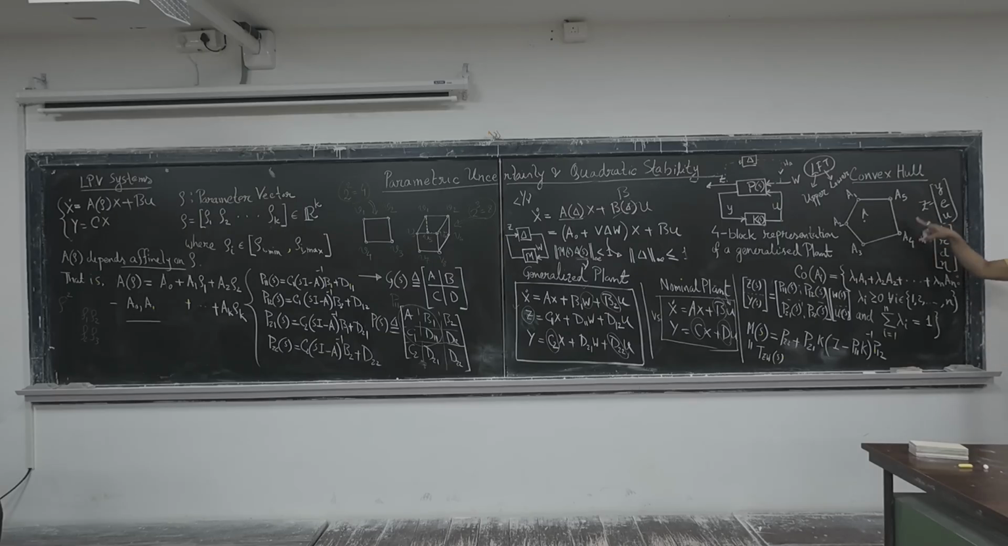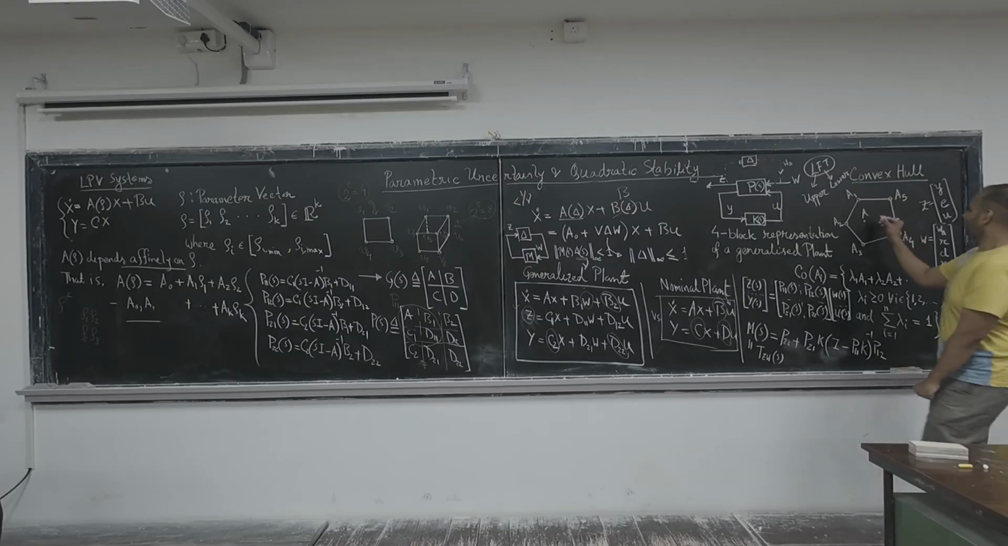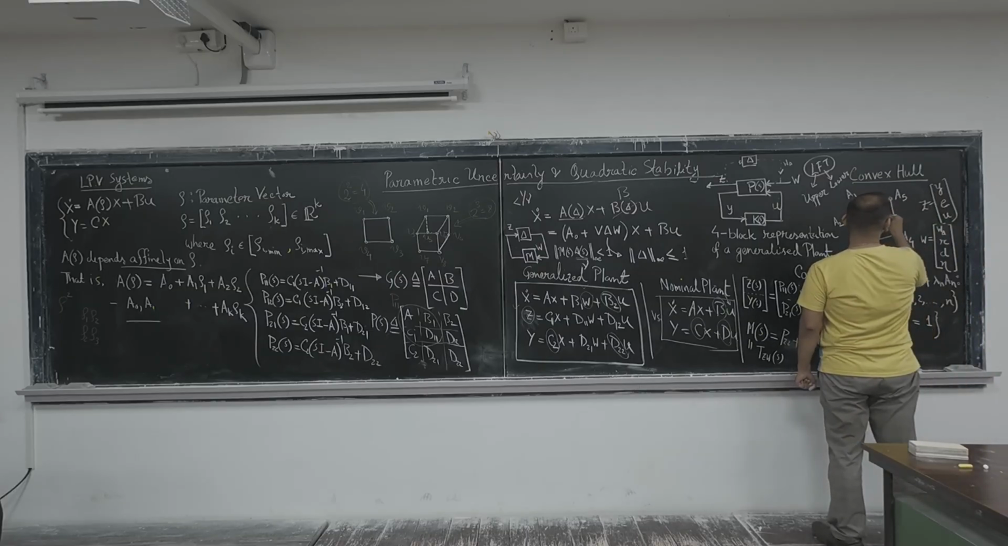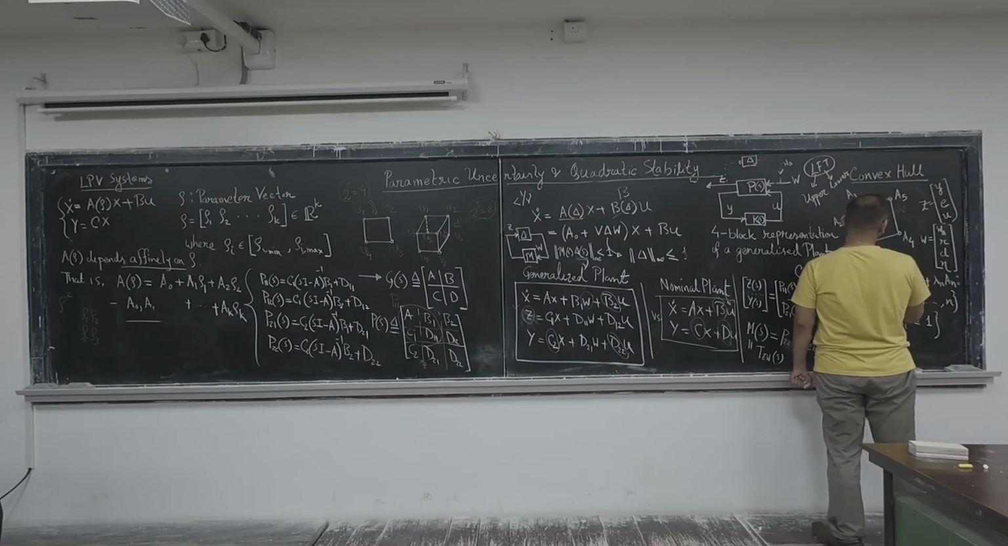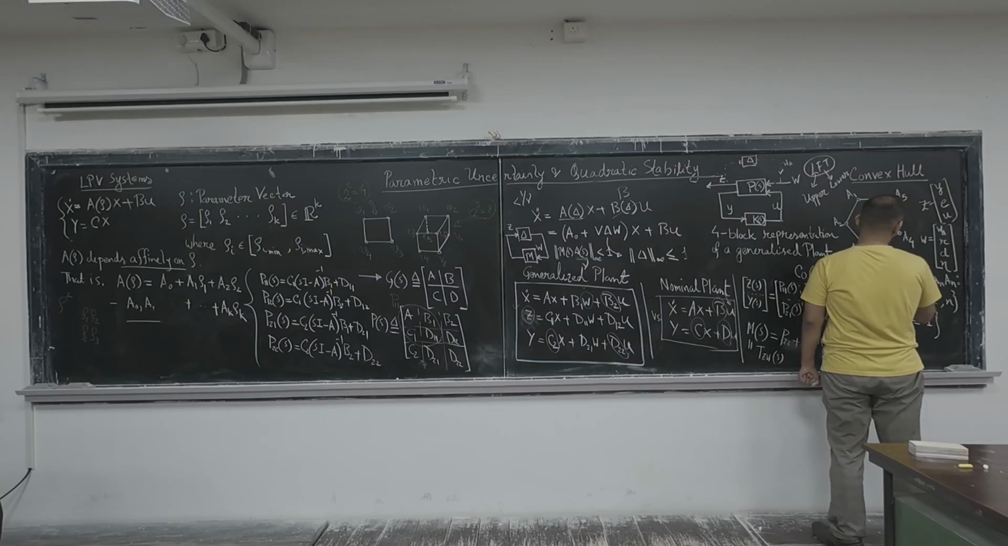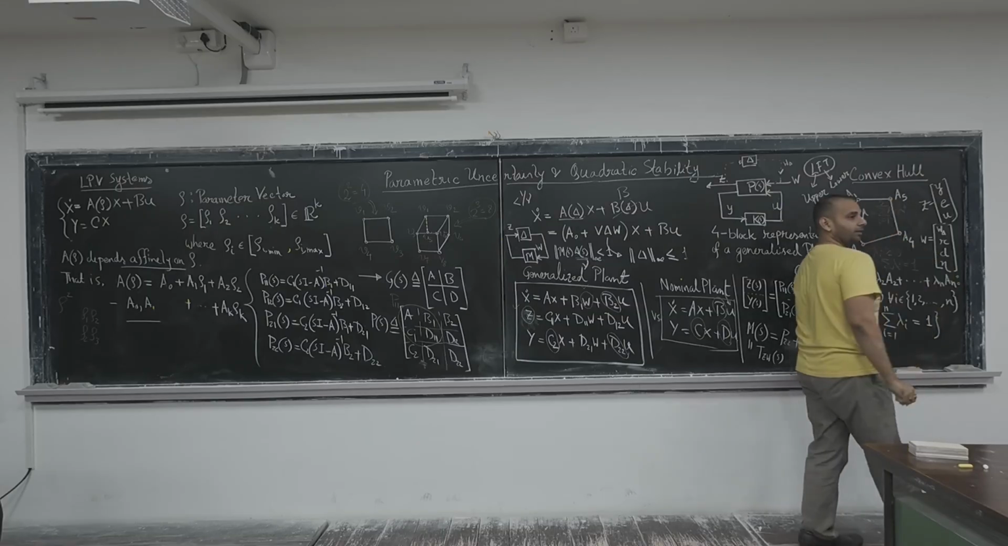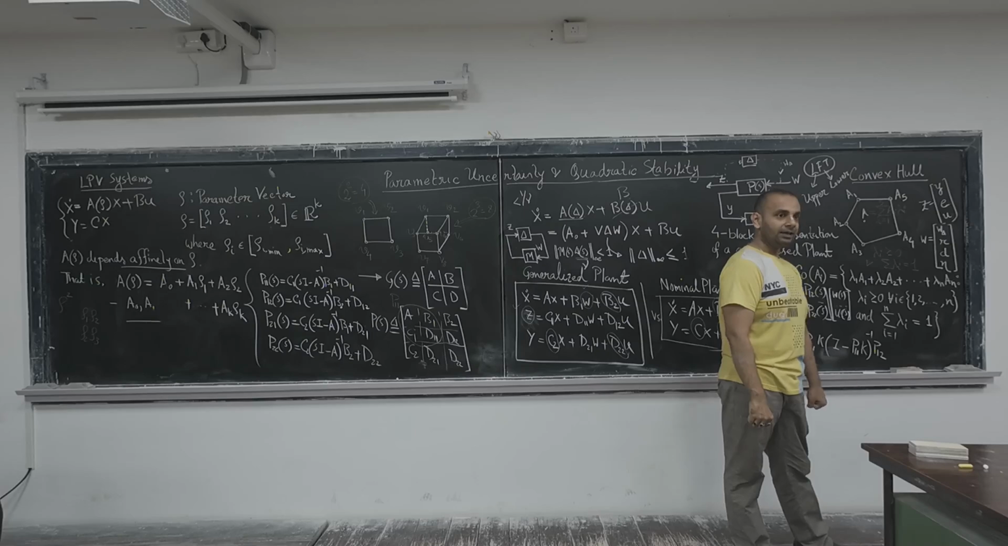This A1, A2, A3, A4, A5, they are known to us. Now, any A within this can be represented by this summation, like lambda 1 A1 plus lambda 2 A2 up to lambda 5 A5, where all these lambdas are non-negative and their summation would be 1. Are you getting it? Any A within that can be represented by the sum over i equals 1 to 5 of lambda i A i, where lambda i is greater than or equal to 0 and the summation of lambda i equals 1. So that is a convex constraint. This is called the convex hull.